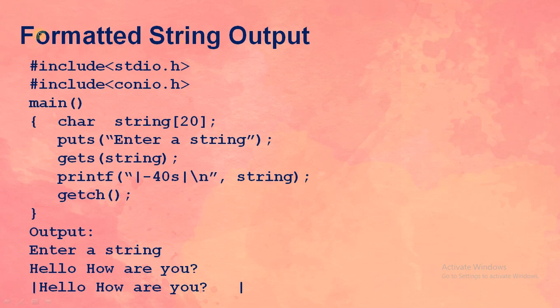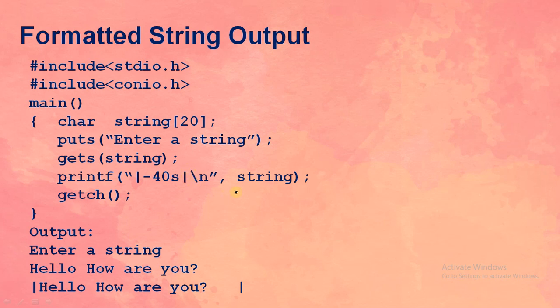So now this example will illustrate how we can make the string left justified while it gets printed on the screen. Character string 20, enter a string. We have declared for 20 characters, so we need to enter only 19 characters, as I told you earlier. Gets as string, then printf. We have drawn this pipe symbol in order to make some kind of a limitation, some kind of a delimiter, minus 40s. This is 40 spaces created, and this is for the string.